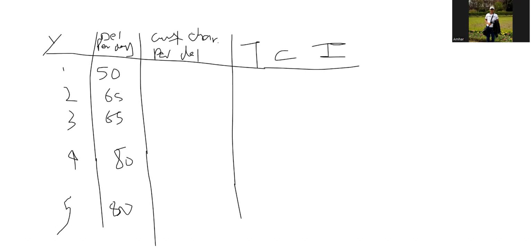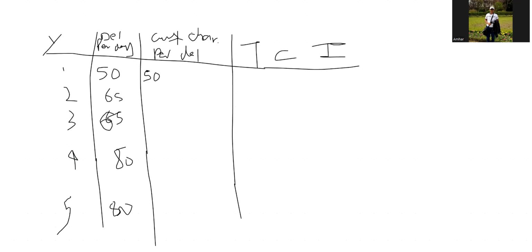Now customer charges per delivery. Each delivery costs customers 2.50. So how to find the customer charges? You tell me. Since it's 50 deliveries per day, that will be 50 into 6 and that into 50. Why 6? Because vehicles operate for 6 days a week. No, not like that.